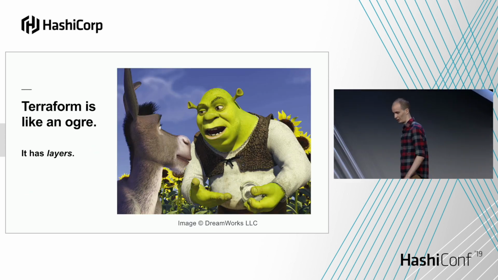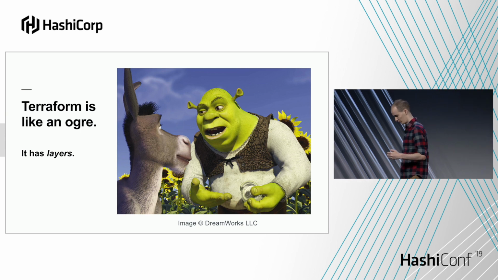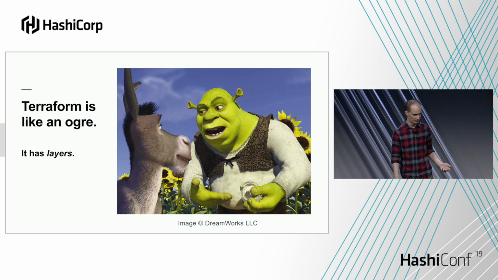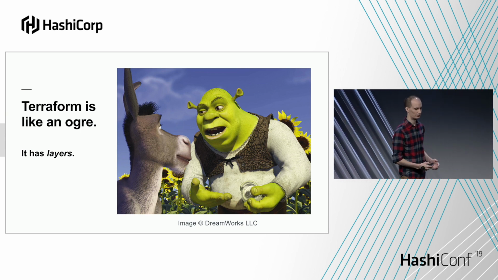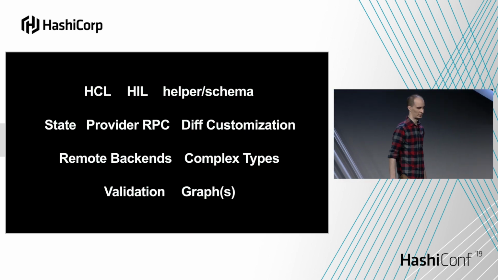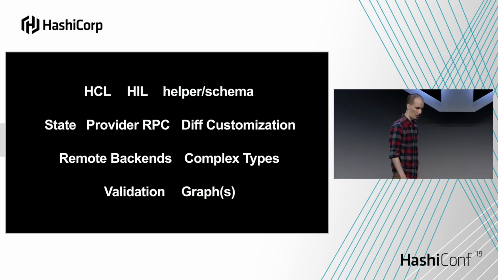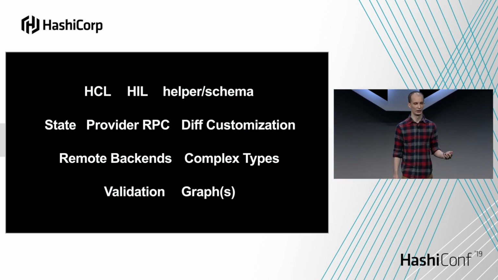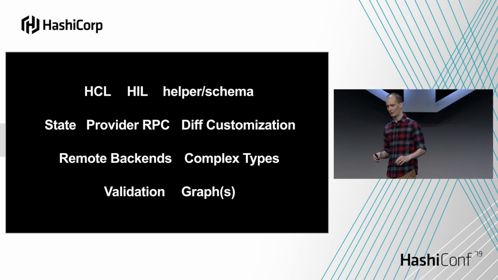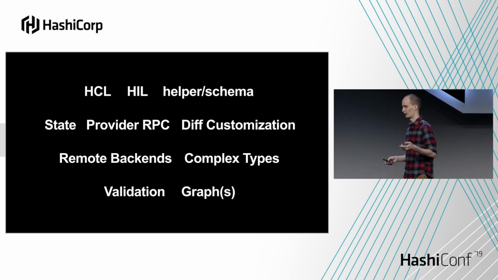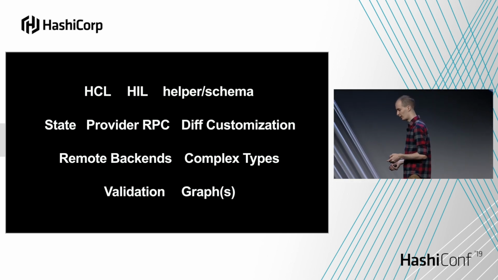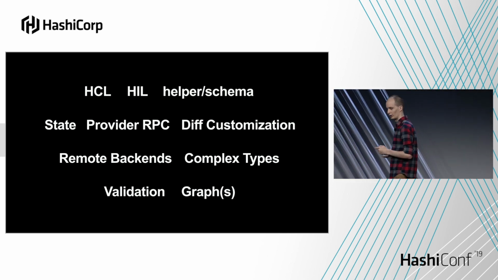Because Terraform is like an ogre, or a cake, or a parfait, or an onion. It's got some layers. These are some of Terraform's layers, just some of them. We have HCL, which is our configuration language, which has a type system. We have HIL, which is, if you've ever used the $ curly brackets, that's HIL. And it's got its own type system.